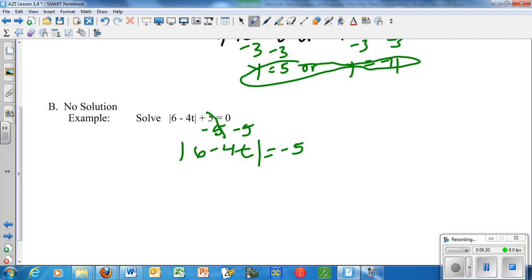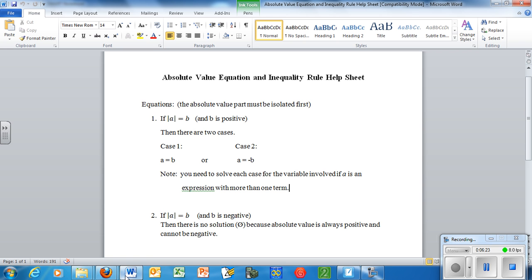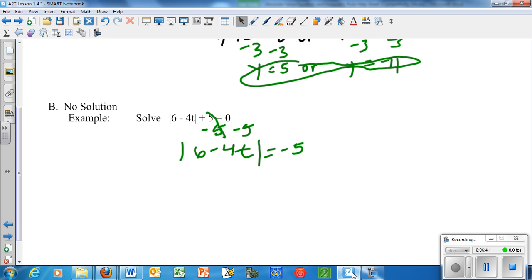If we go back to the sheet you have been given, it says that when the absolute value is isolated and b is a negative number, there is no solution, because we can't take the absolute value of anything and get a negative. Going back to my example, we've got the absolute value part isolated, and over here is negative 5. We cannot take the absolute value of something and get a negative. So right away, once I have it isolated, I say that's the empty set.